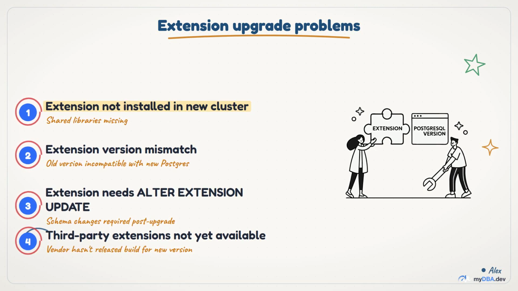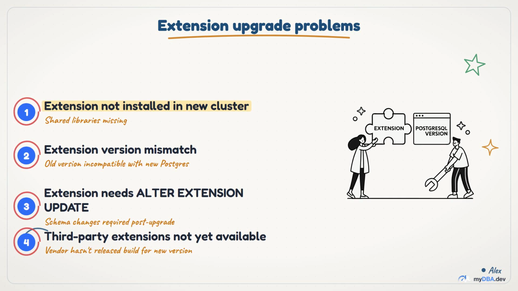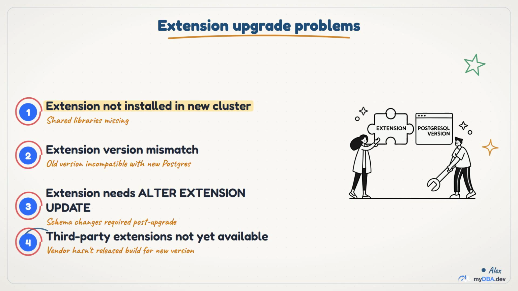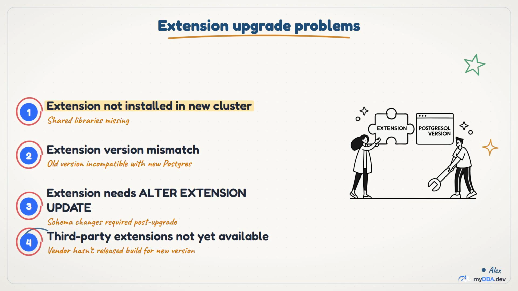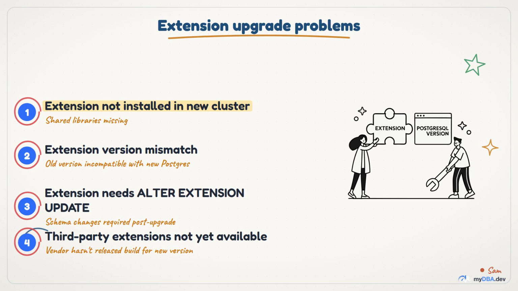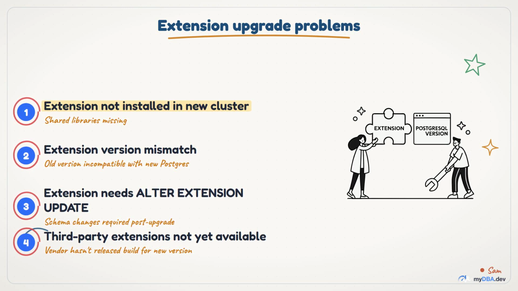If the extension version in the new cluster is incompatible with the new Postgres version, you'll get errors when you try to use it. And some extensions require you to run ALTER EXTENSION UPDATE after the upgrade to apply schema changes. So you need to make sure every extension is installed and up to date before you upgrade?